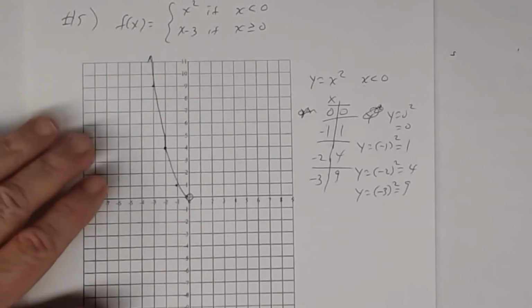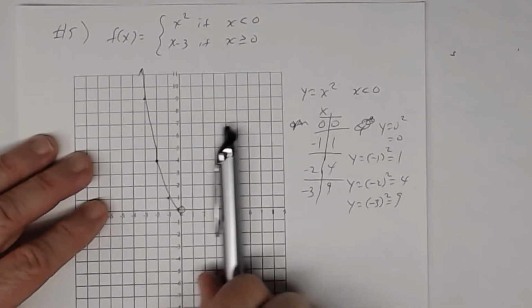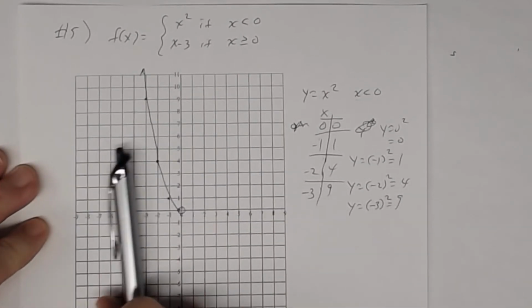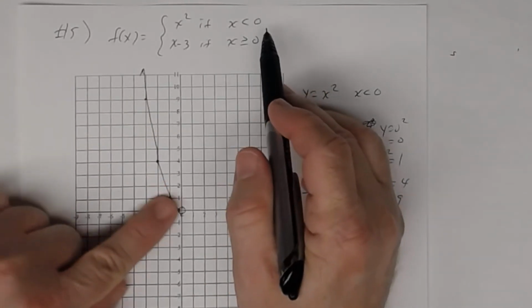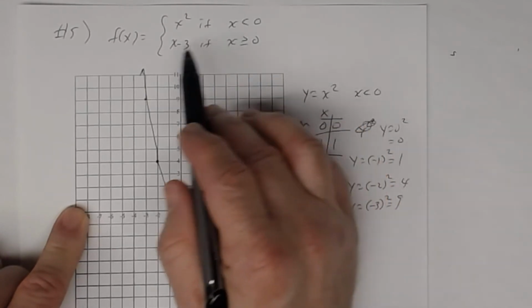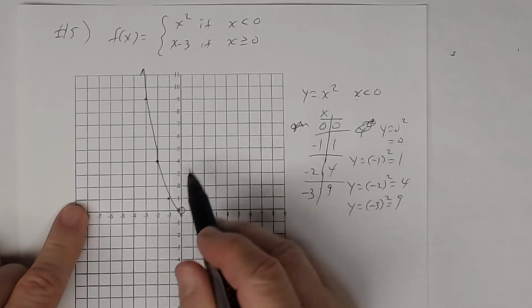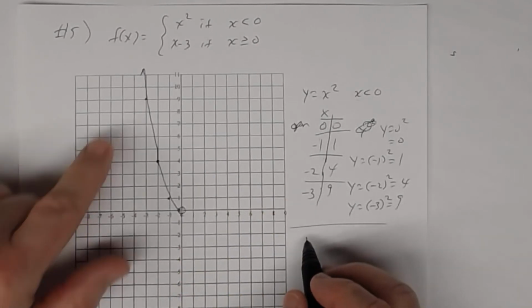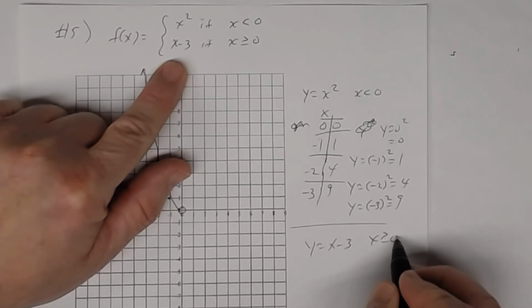So now we're going to look at the domain that's greater than 0, so where x is greater than 0. This right here is the piece if x is less than 0. See, here's 0, x is less than 0. Now let's look at the piece of the function where x is greater than or equal to 0. So let's see what it looks like on this side. That's going to be this one right here, y equals x minus 3 if x is greater than or equal to 0.